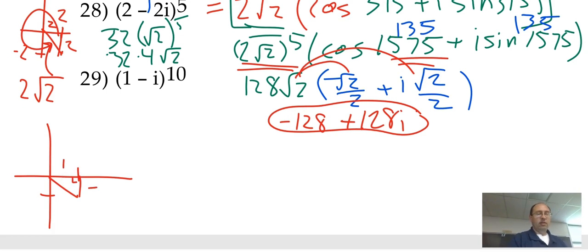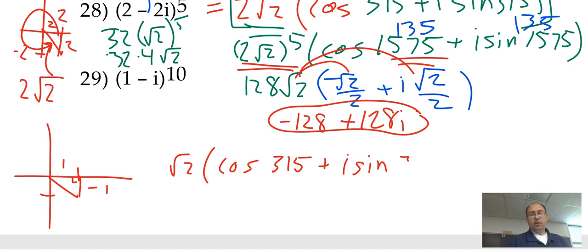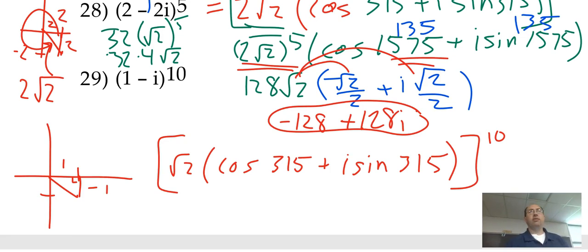So 1 and minus 1, so it's the same 45, 45, 90. You're going to go through the process. What's your radius? Radical 2. So we got cosine of 315 plus i sine 315, and that's all being raised to the 10th power. And then, of course, you would take radical 2 to the 10th power. And then 10 times, so you'd have there 3150.